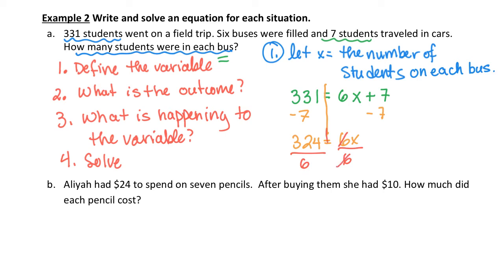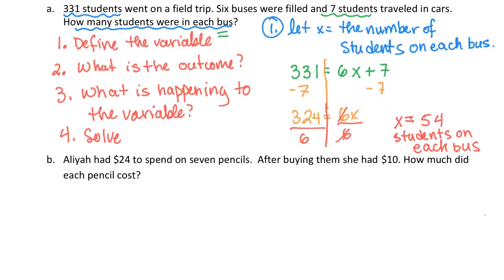All right, I'm going to carry down that. And it looks like we've got 54 students on each bus. Now you can do a quick mental check. 6 times 54 with a calculator is 324, and then plus 7 would give us our 331 students. Why don't you try B on your own, and I'm just going to reveal the solution and see if your answer matches.